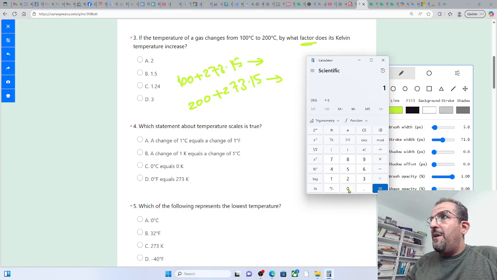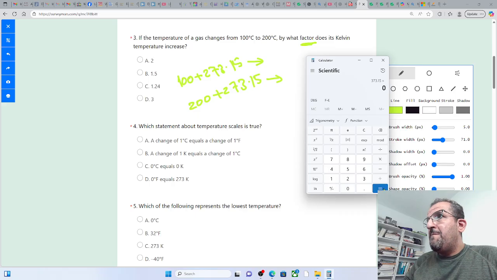So I have here 100 plus 273.15. That's going to give me 373.15. And I believe the other one also is easy, so it's going to give me 473.15. I think the good idea is to just divide the 473 by 373 and see what we will get. That's going to give me the factor.